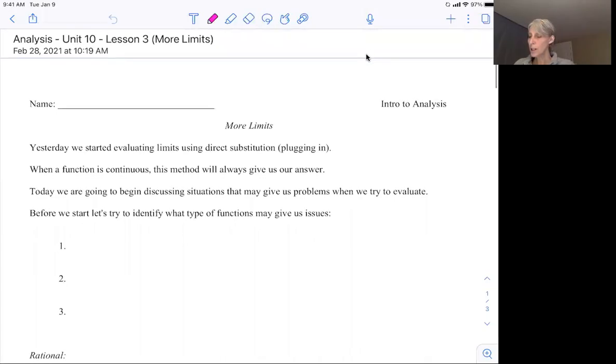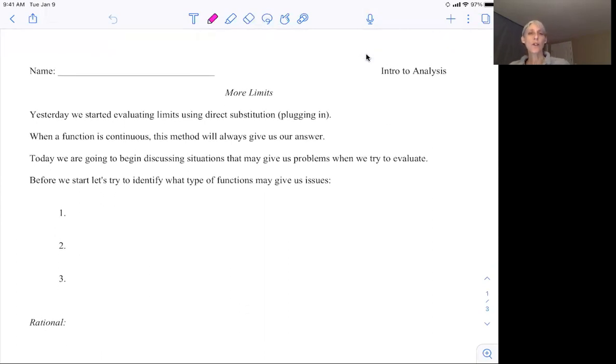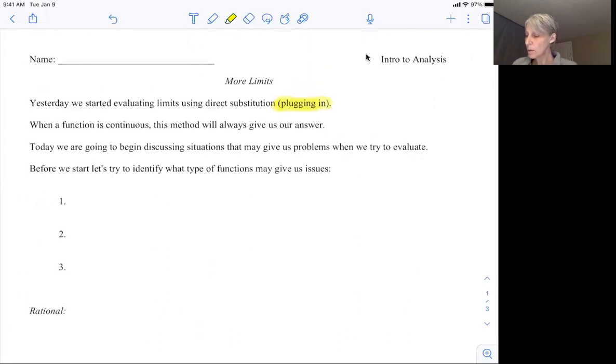Hi, everyone. Today we're on Unit 10, Lesson 3, and we're going to be discussing more limits. In yesterday's lesson, we started evaluating limits by using direct substitution, meaning we're just plugging in our x value. When a function is continuous, this method is always going to give us our answer. So similar to reading our answers off the table, it's just going to mean our function value matches our limit. Today, we're going to be discussing some situations that may give us problems when we try to evaluate them.